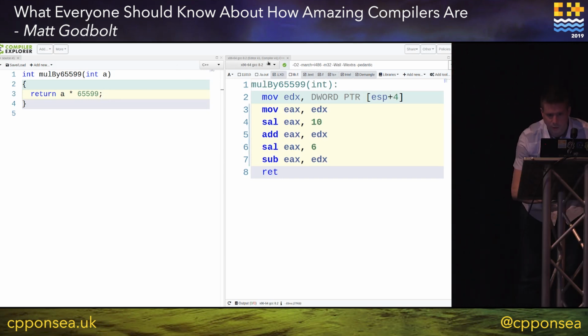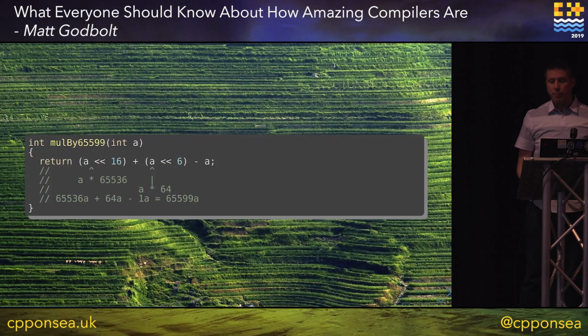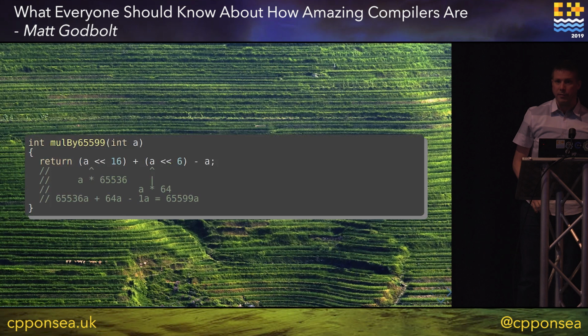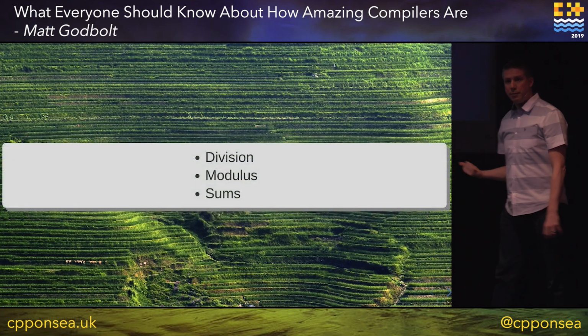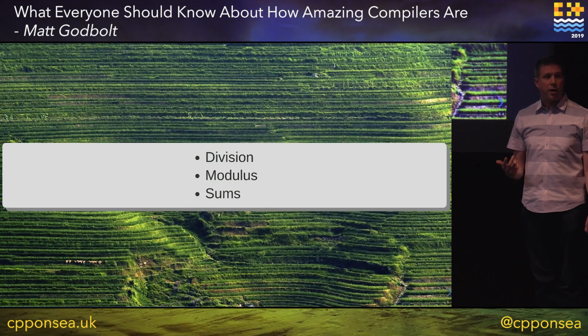And if I go back to a Haswell over here, it'll go back to using the multiply by 65599. So the message there really is trust the compiler to do the right thing. Don't try to be too clever. The compiler has similar tricks for division and modulus, particularly if they're with compile time constants.